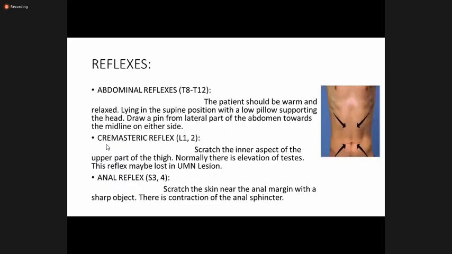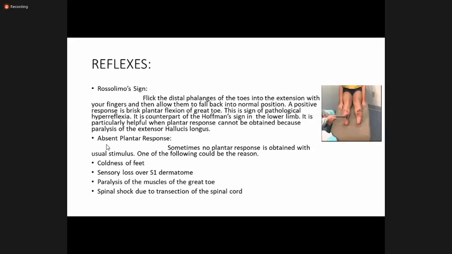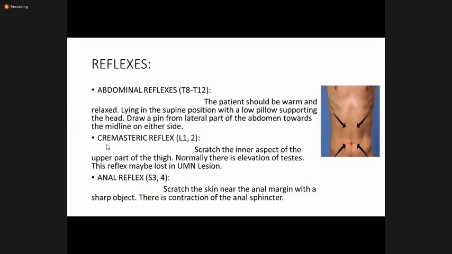Abdominal reflexes. See the directions for how you will perform the abdominal reflexes. The patient should be warm and relaxed, lying in the supine position with a low pillow supporting the head. Draw a pin from the lateral part of the abdomen towards the midline on the other sides.